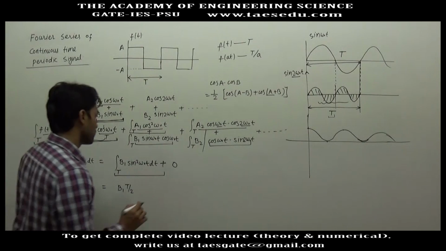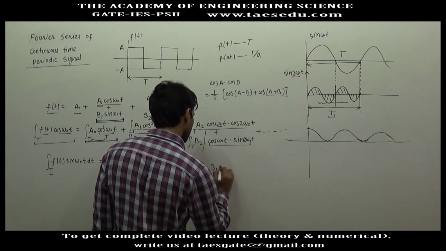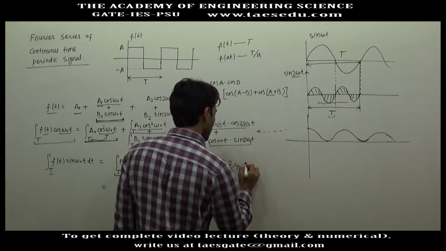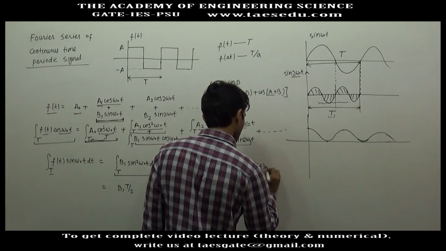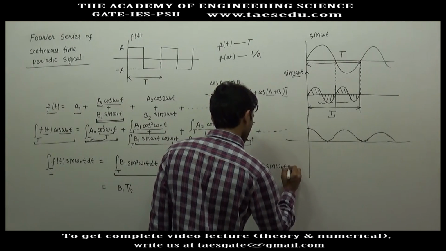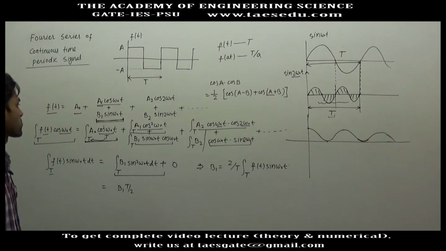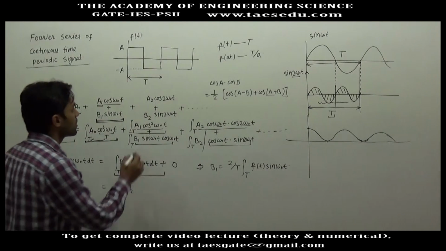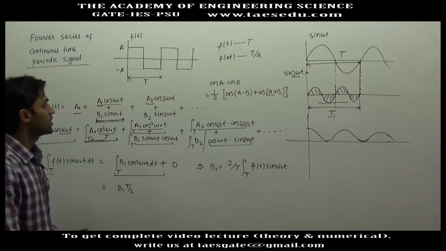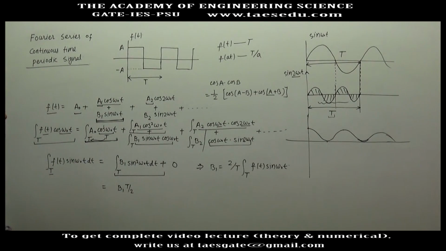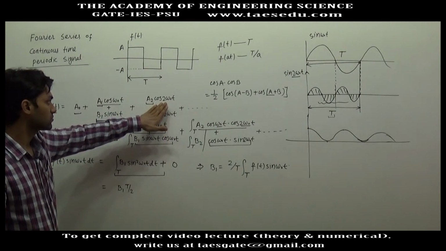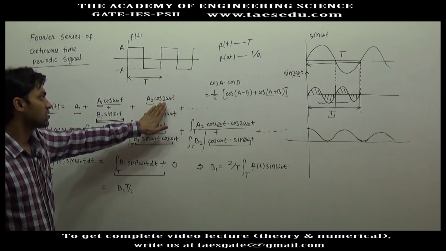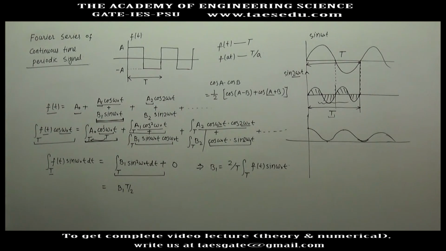So what will be the value of b1? 2 by T integration for a duration of T, f(t) sine omega naught t. Okay. Similarly, if you have to find out a2, you will multiply both sides with such a quantity that the integration of this term does not go to 0. So that quantity will be cos 2 omega naught t. Okay.